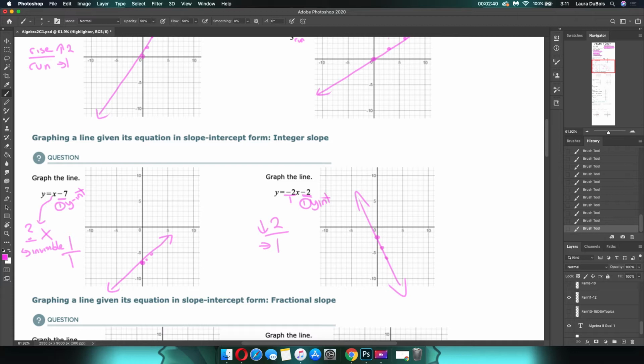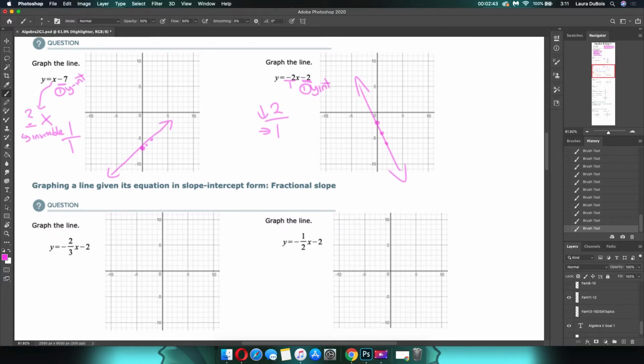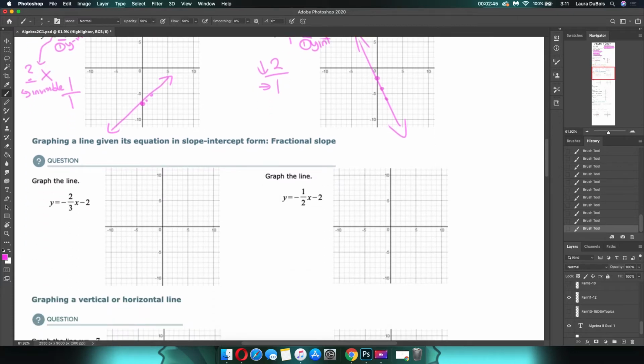Okay, now let's get really kind of cool. Hey, all right, but this is, again, all three of these topics, you're doing the exact same thing. You're starting with your y-intercept, so for this first one, that's negative 2, and then you're using your slope. It's negative, so we're going to go down 2, over 3. And there is your line with very little muss and very little fuss.